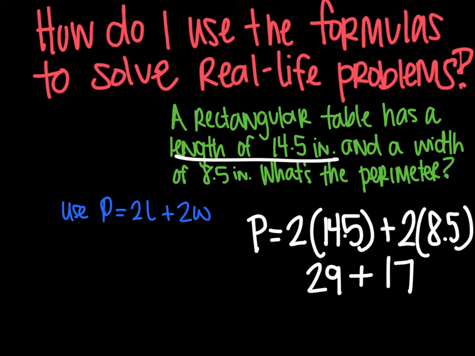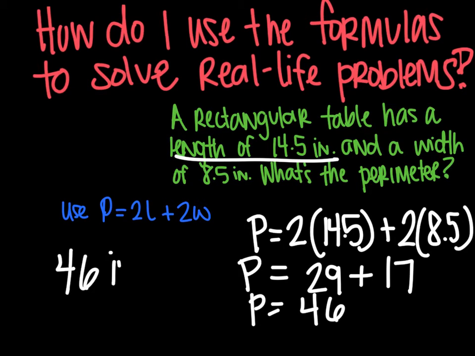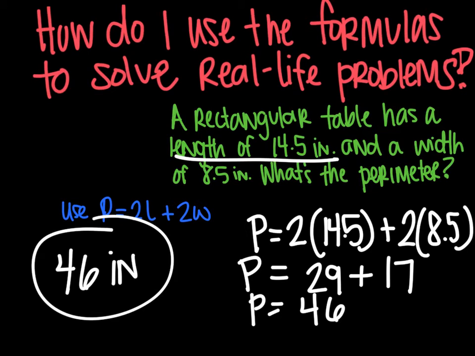And then you need to continue. So P equals 29 plus 17, which gives you an answer of 46. This is a real-world situation, so 46 inches will be my perimeter.